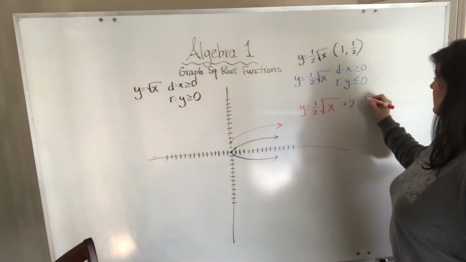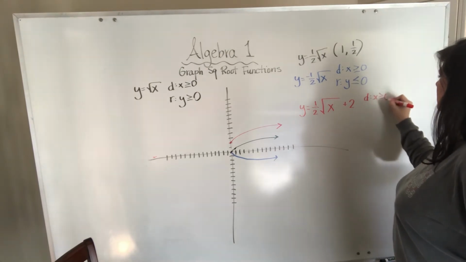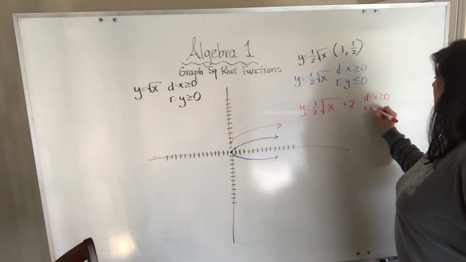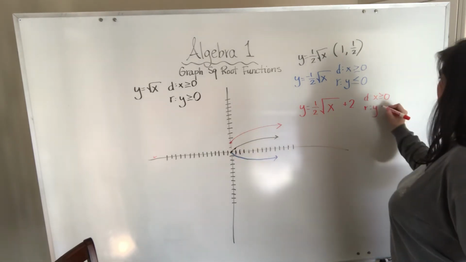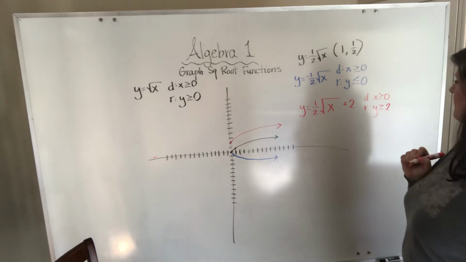Now what's my domain and range? My domain, x, is still greater than or equal to 0. These are all positive. But what's my range? Y now starts at 2. So y is greater than or equal to 2.